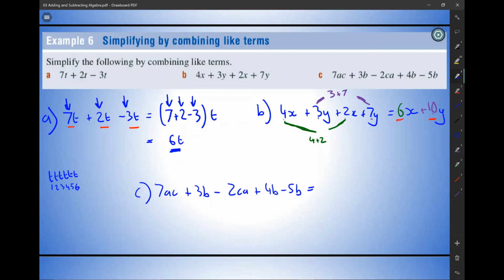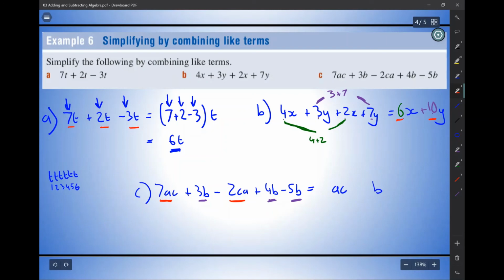Alright, so we're going to look through our expression and we're going to find an AC. Now, do we have any like terms for AC? Yes, we have one here, CA. Remember, the order doesn't matter. The letters are the same, they both have one A and one C, so they are like terms. Are there any more like terms? We've got a 3B. Do we have any other B's? Yes, we do. We have 2 B's. Okay, so in our answer over here, we need an AC and we need a B.